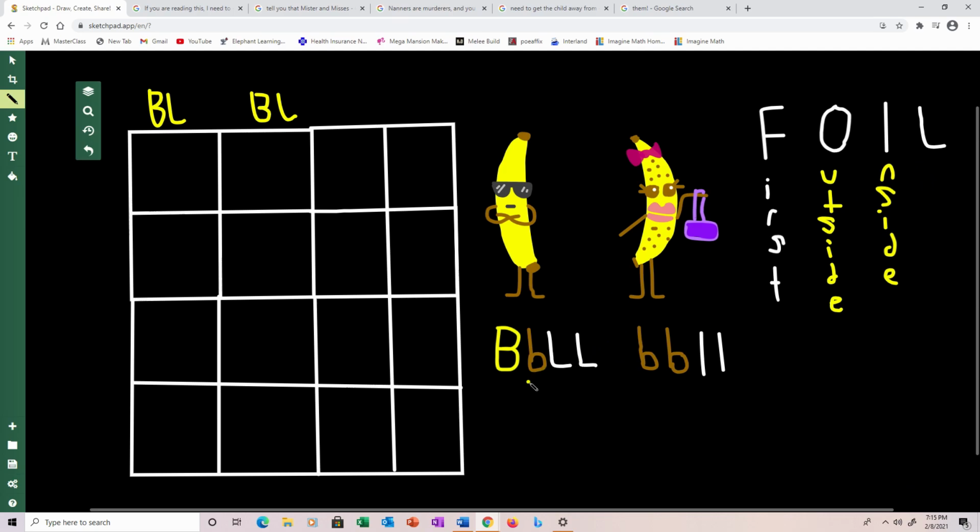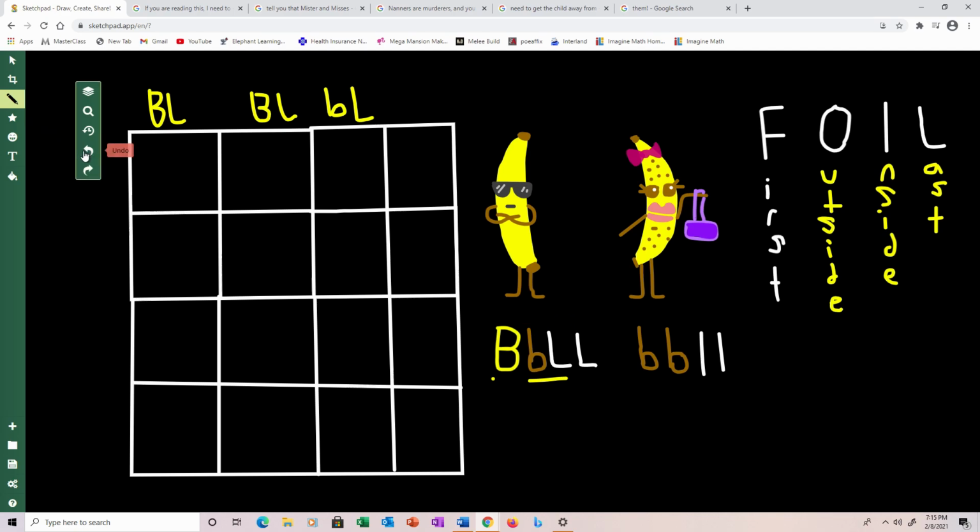And then lastly, we're going to do last, which is what stands for L in FOIL. Let me write it. Gosh, I was so slow when I was doing this. All right. So the last letter, we're going to take the last in each pair. The last one in the B pair is the lowercase b, and the last one in the L pair is still an uppercase L. So we're going to write that in this next part of the box.